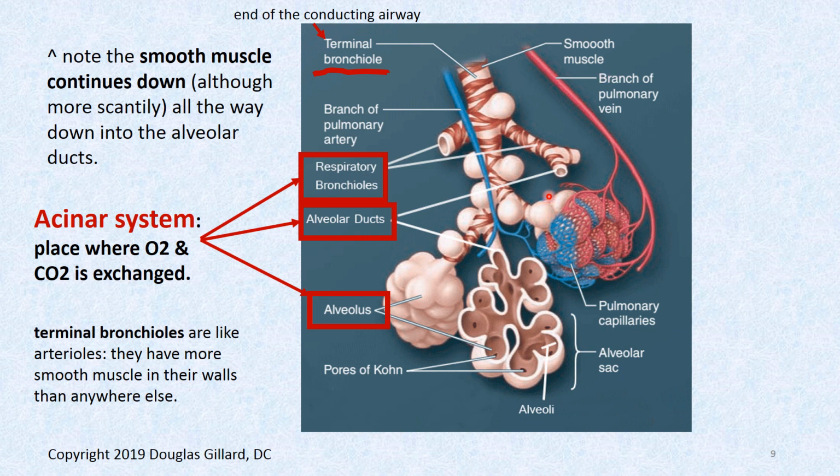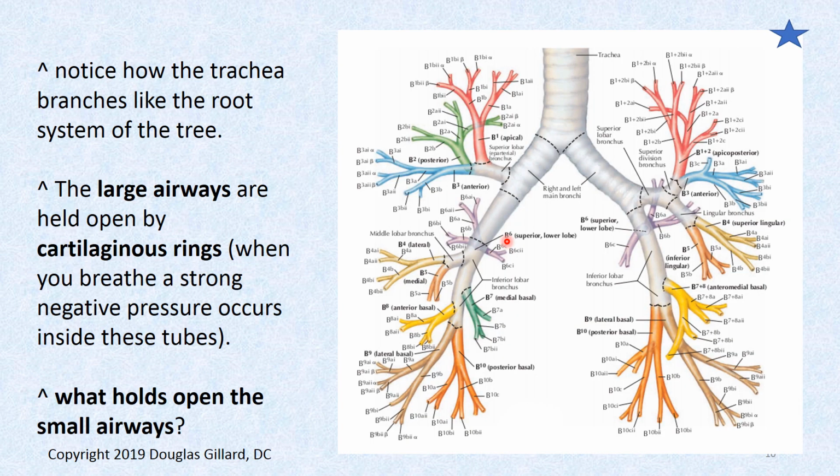All right, so that's kind of all I wanted to say there, but this is the acinar system. Nice picture of it. Here's a very complicated picture of all the different bronchioles and all the different branches. But the point of this is I wanted to show you the trachea has these rings of cartilage. When you take a deep breath in, you get a very strong negative pressure, and it will collapse this tube if something's not holding it open.